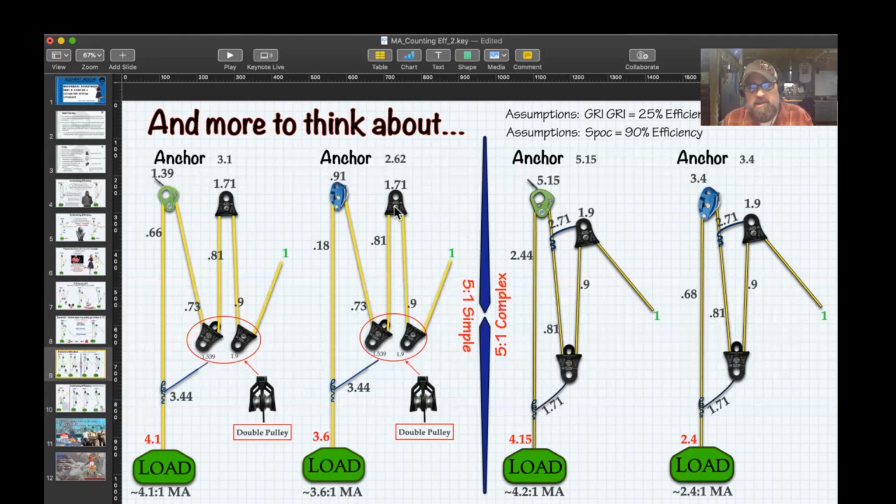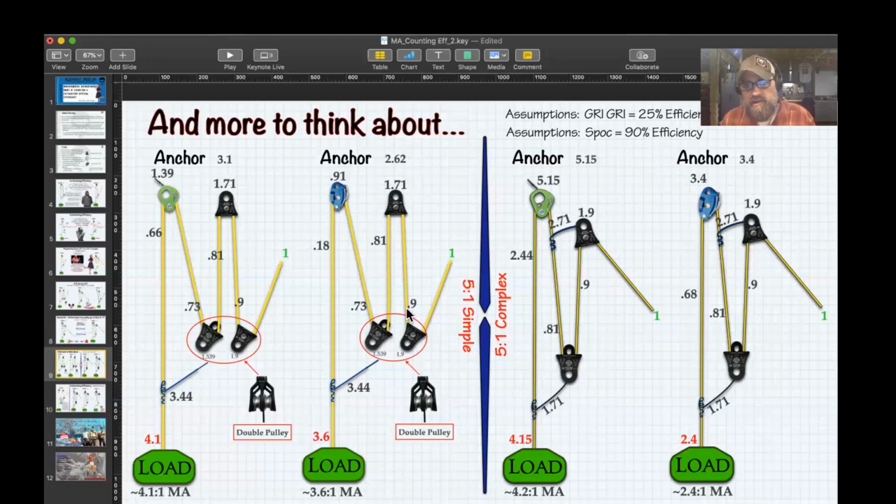So if we're looking at this, I replaced the Grigri into the progressive capture spot of the 5-to-1 simple and of the 5-to-1 complex. All things being said, common sense would tell you, listen, the 5-to-1 complex is already slightly more efficient. Just adding the same inefficient device into both systems, the 5-to-1 complex will still be slightly more efficient. And as we look at this, we will see that it's not the case at all.